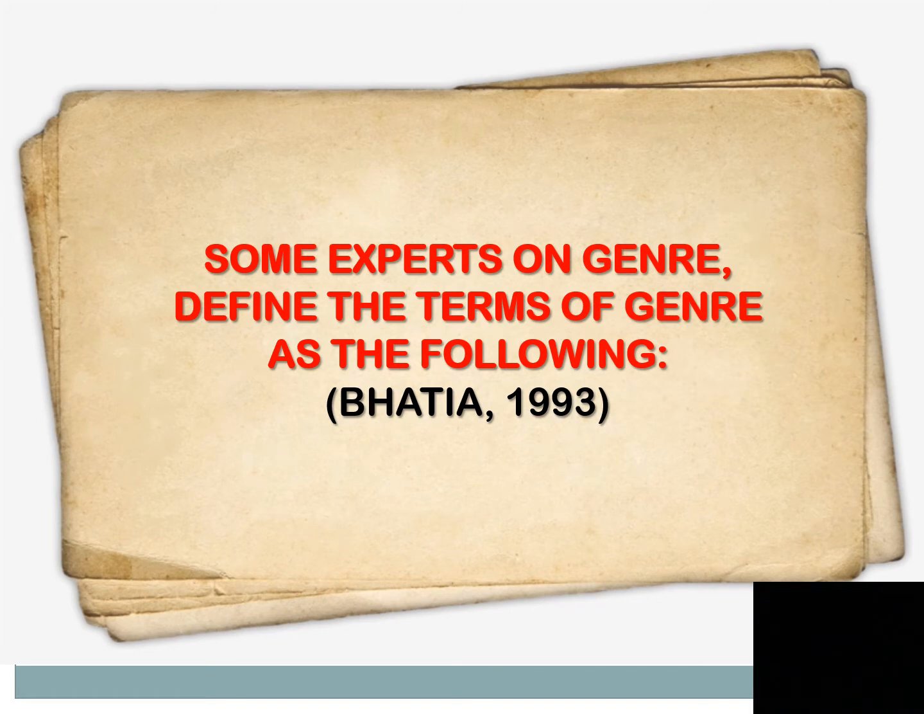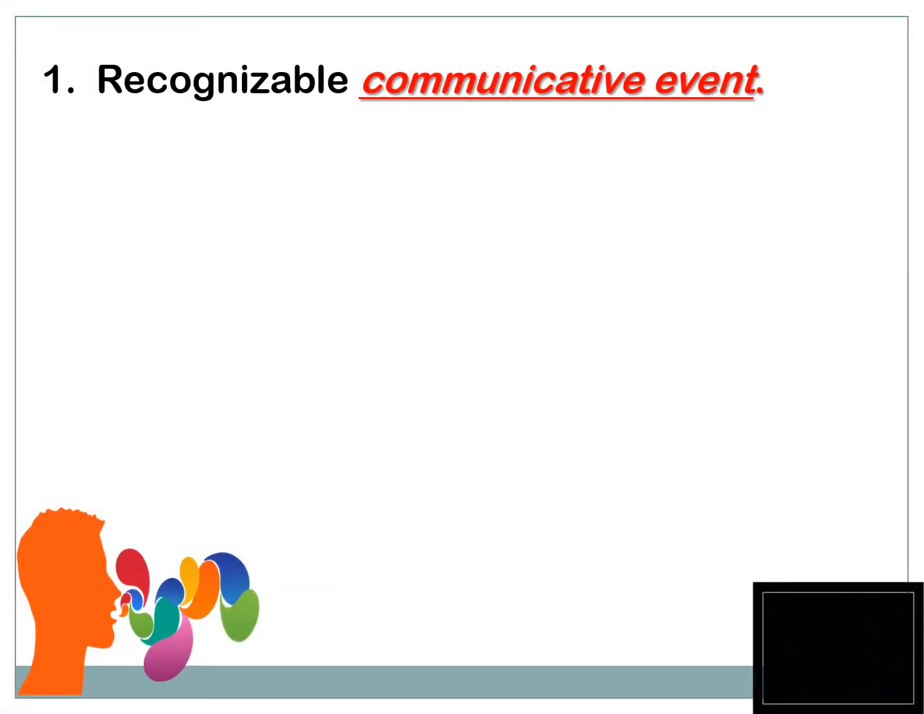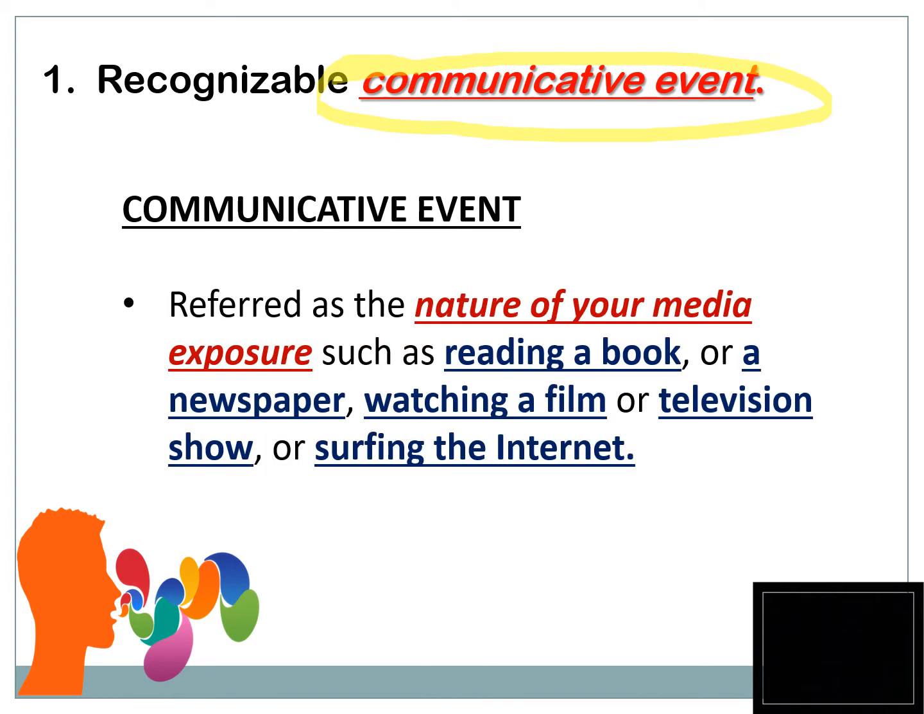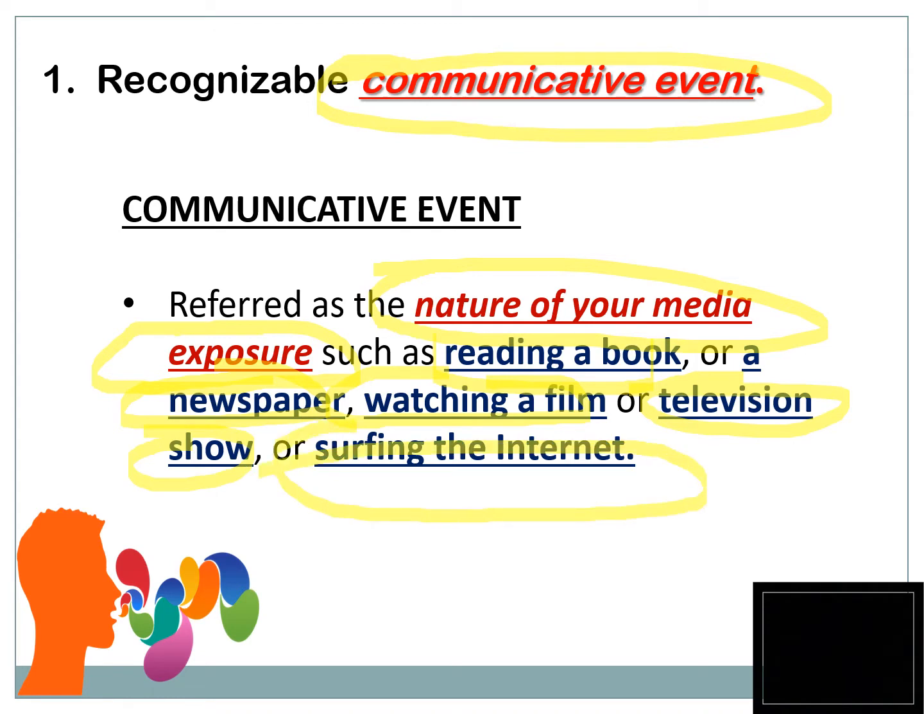Genre, define the terms of genre as the following according to Bezia, 1993. First one is the recognizable communicative event. What is communicative event? It refers to the nature of your media exposure. So, dito na papasok kung anong klaseng media yung ginamit mo, kung ano yung ginawa mo doon, such as reading a book or newspaper, watching a film or television show, or surfing the internet.